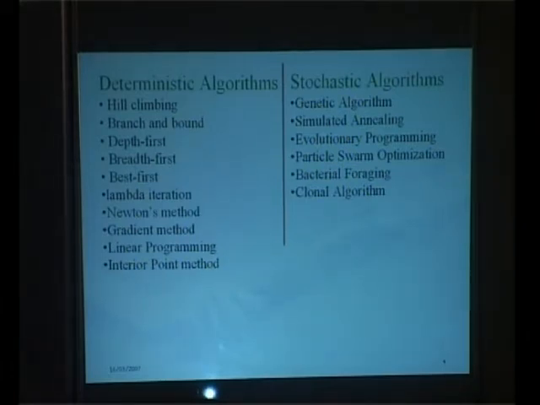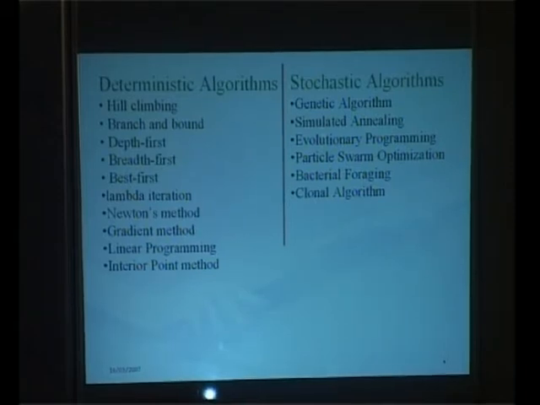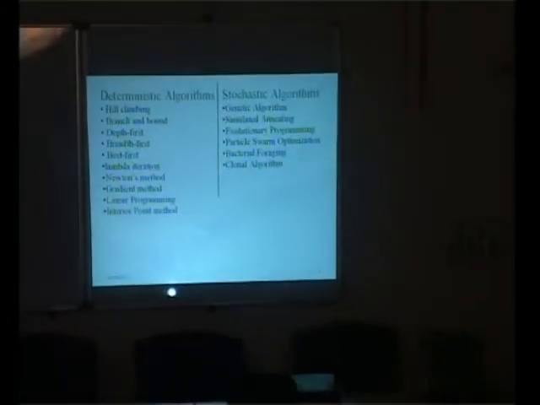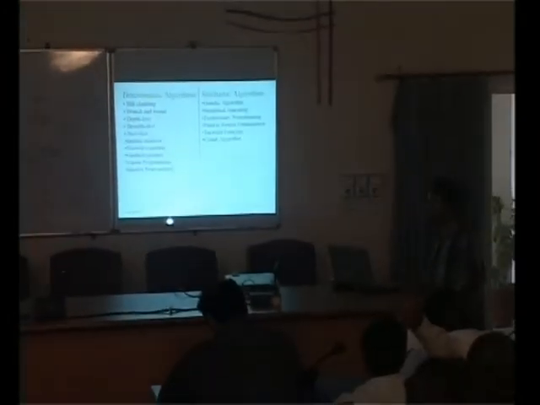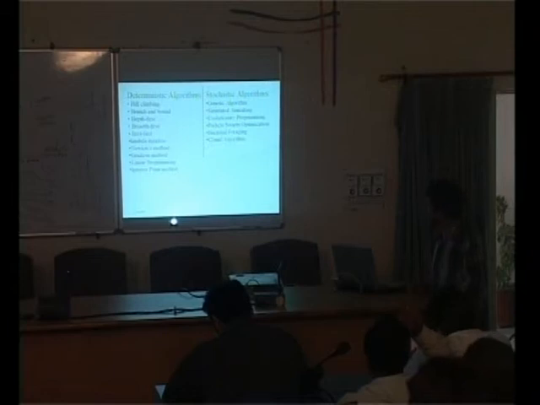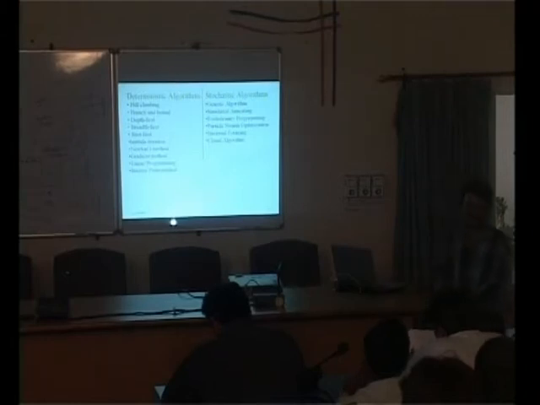Similarly, another method available is simulated annealing. Simulated annealing is mainly a chemical process, the formation of an alloy by controlling the temperature. That process is adapted to find the optimal solution. Similarly, there are evolutionary programming and particle swarm optimization. We will discuss these. Bacteria foraging will be discussed by the speaker tomorrow.